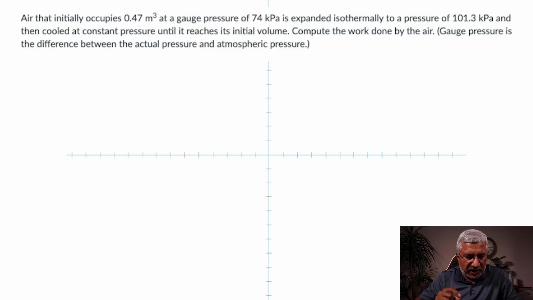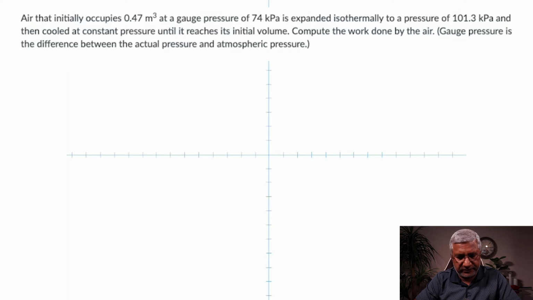Air that initially occupies 0.47 meter cube at a gauge pressure. Oh my goodness, gauge pressure. Gauge pressure is not the total pressure. To get the total pressure, you have to add the atmospheric pressure to the gauge pressure. So when the gauge pressure is given as 74 kilopascals, you have to add the atmospheric pressure. Do you know what the atmospheric pressure is? It's about 133 kilopascals. So if you add 133 plus that, is when you will get the actual pressure. So you have the volume, you could get the pressure, and it says it's expanded isothermally to a new pressure, 101.3 kilopascal, and then it's cooled at constant pressure until it reaches its initial volume.